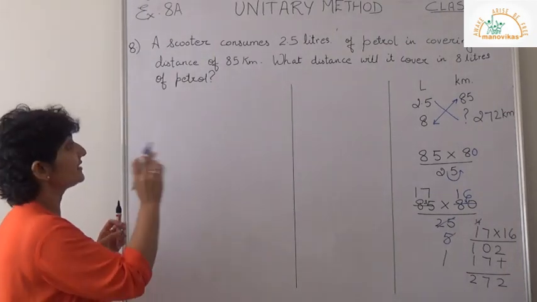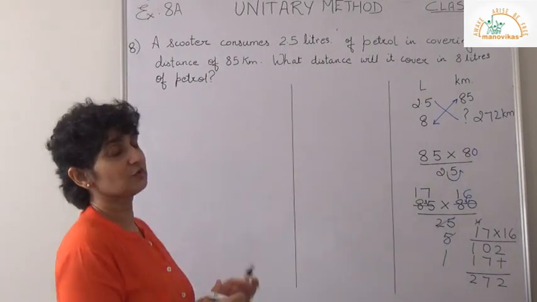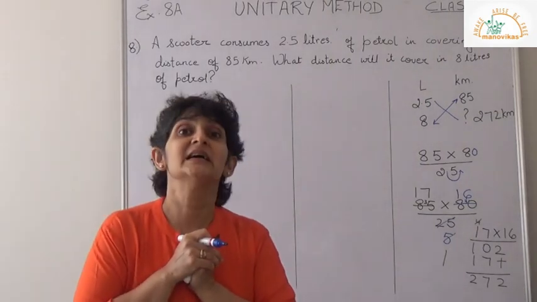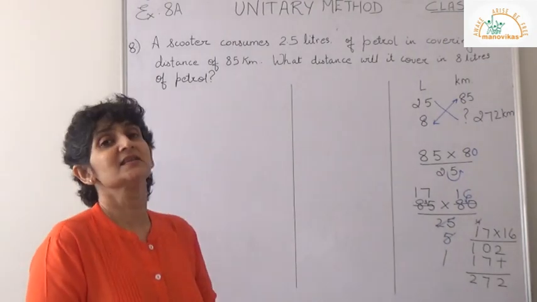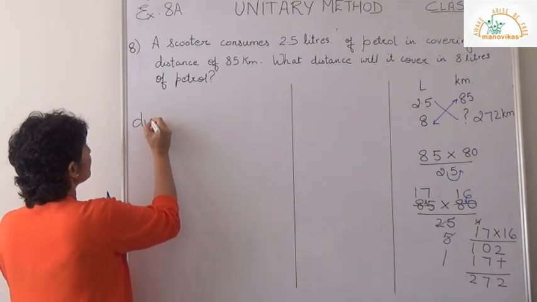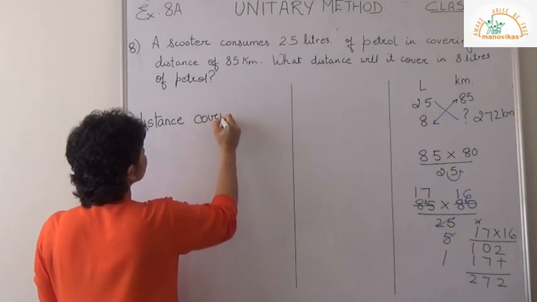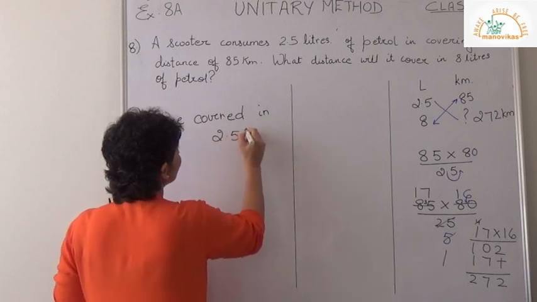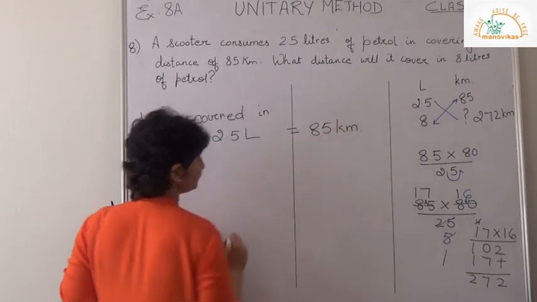Now that I have solved it in the rough column, let's come to the statements. Now, what am I finding out? I'm finding out the distance. My question mark is on your distance. So, let's begin the statement using distance. Distance covered in 2.5 liters is 85 kilometers.